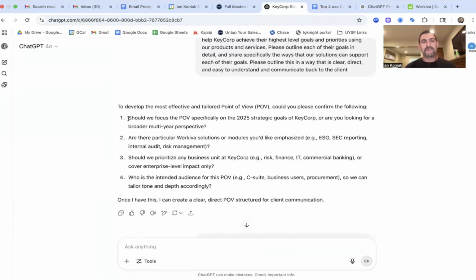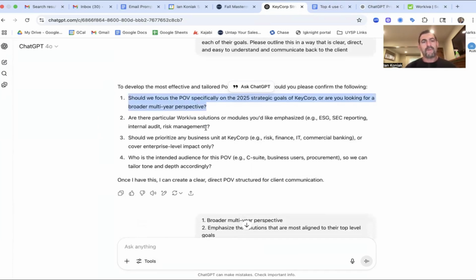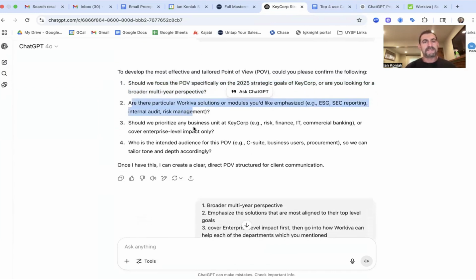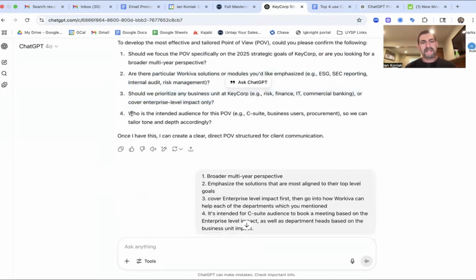So it asks me, should we focus on the strategic goals or do you want a broader perspective? Are there any solutions or modules you want to emphasize? Should we prioritize any business units? And then who's the intended audience for this POV? So I thought that was really, really helpful.